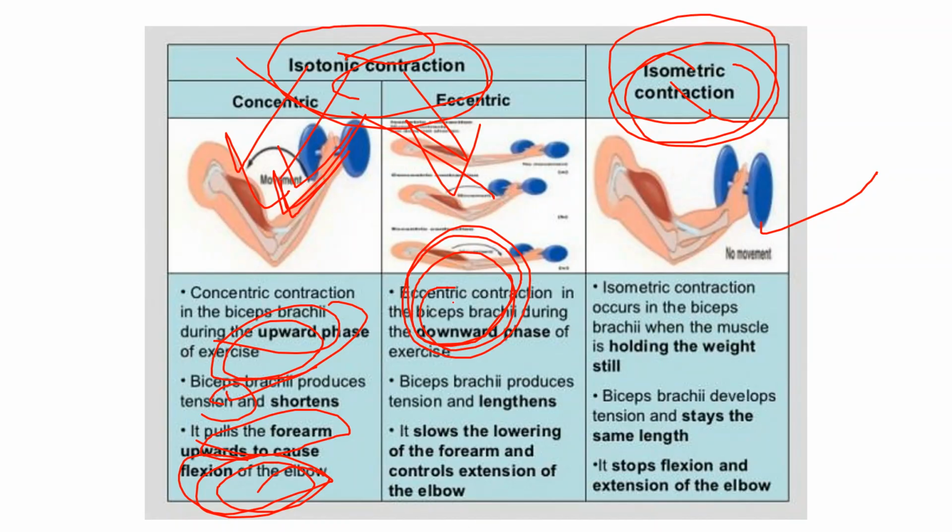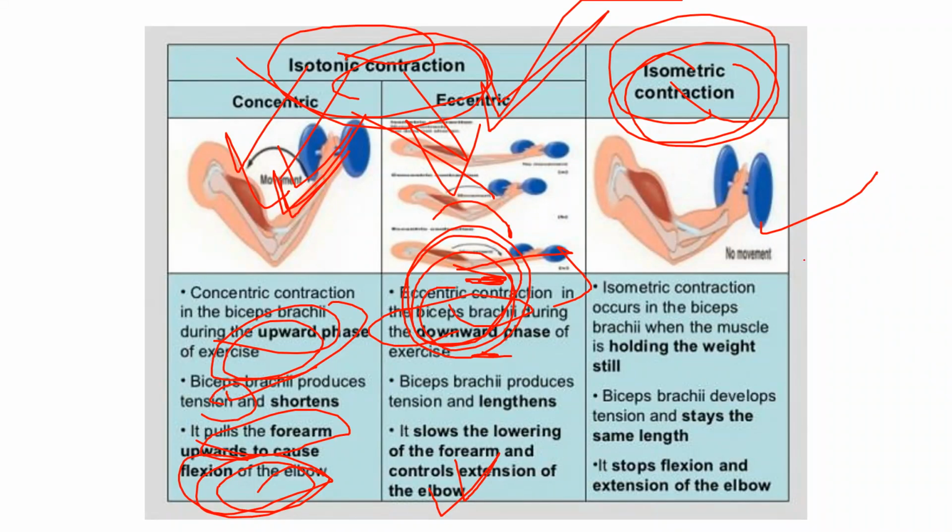Eccentric contraction, in which the biceps brachii during the downward phase of exercise, so the lowering phase of the exercise, is the eccentric contraction. It will produce tension and lengthen. Here we can see that it lengthens, and it slows the lowering of the forearm and controls the extension of the elbow. So that type of contraction we call eccentric contraction.